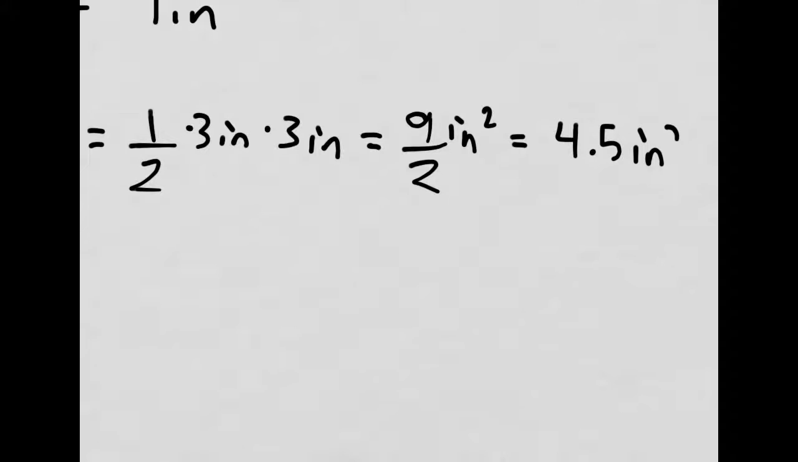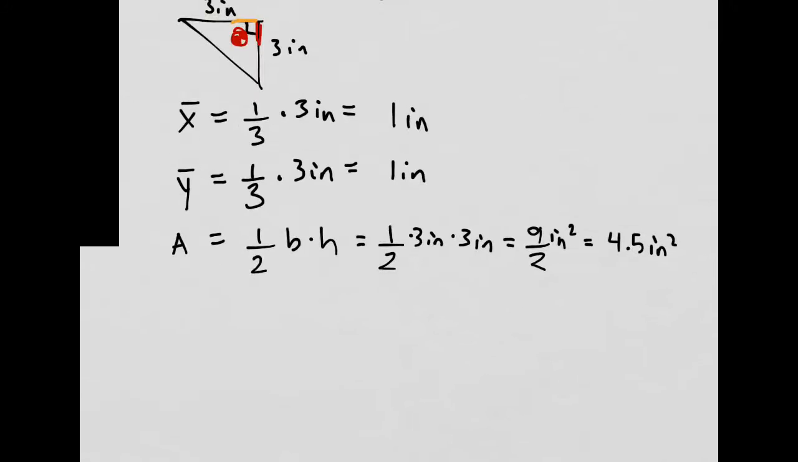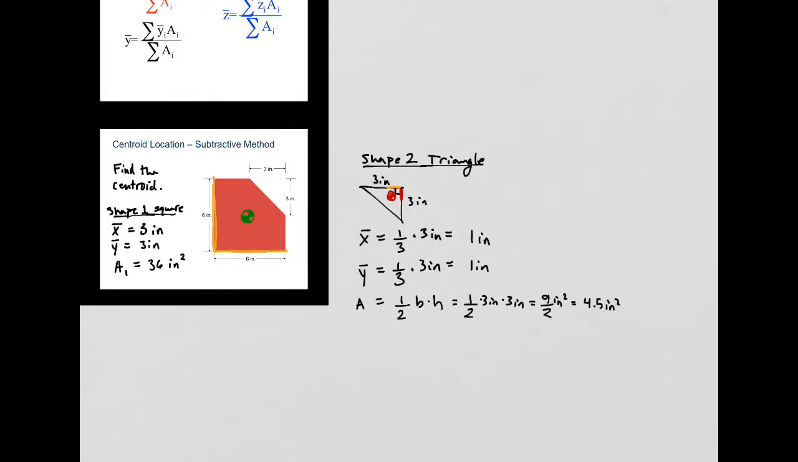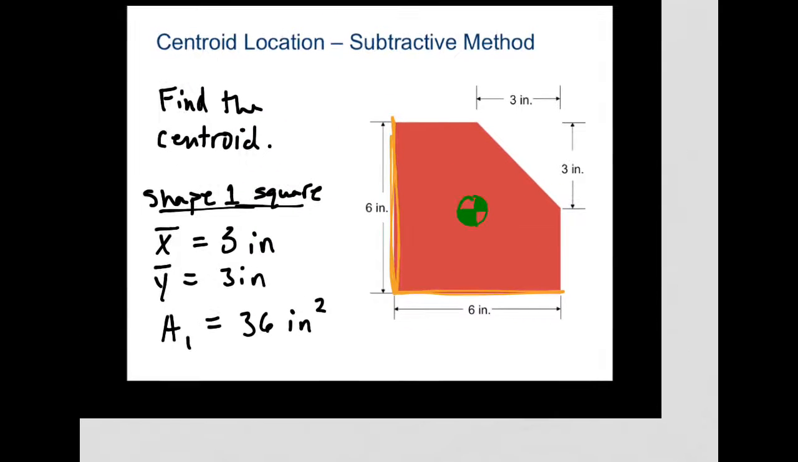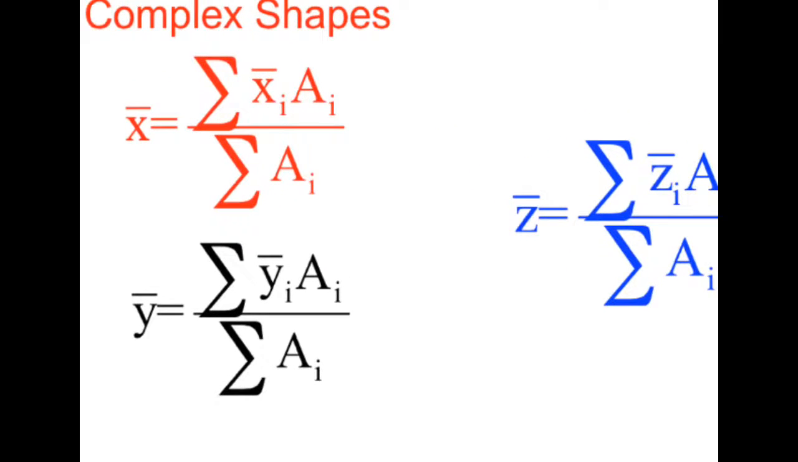4.5 inches squared. Alright, so I have my X bars and Y bars for the individual shapes. So I have all of those index parts. And remember, this is the sigma, the summation symbol. Hopefully you've seen it before, but if not, it means add up all these things.